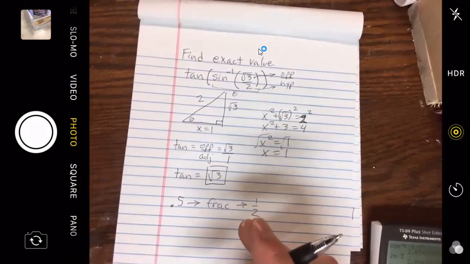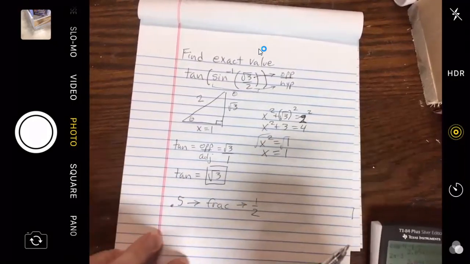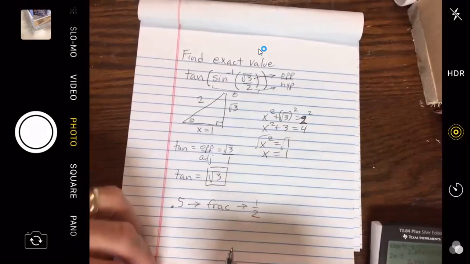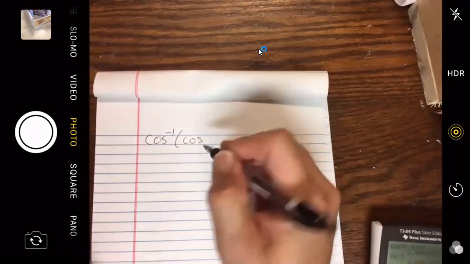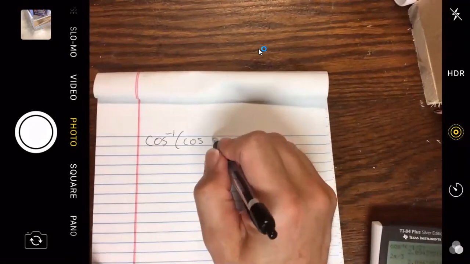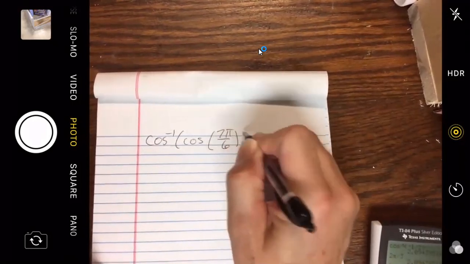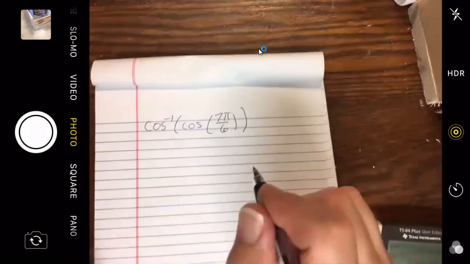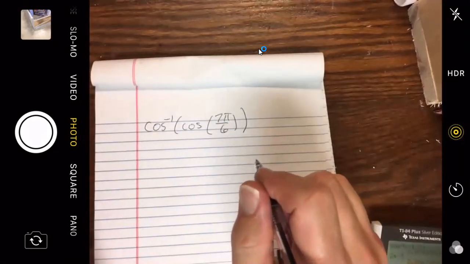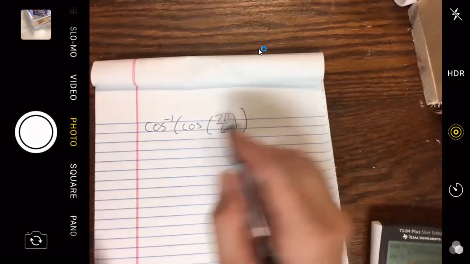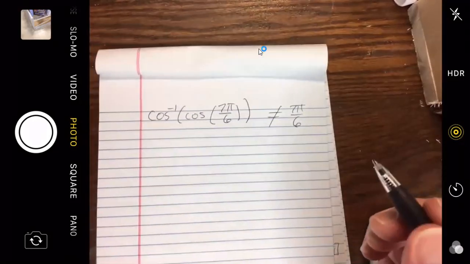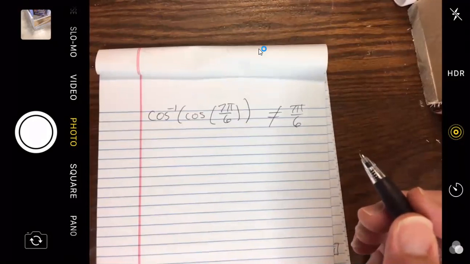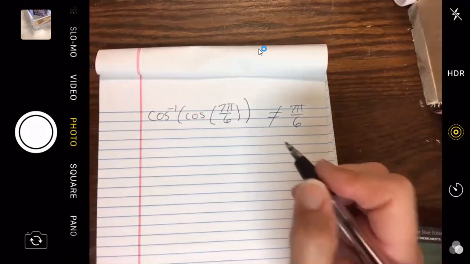I think I got just one more I couldn't figure out. Okay. This next one is inverse cosine of cosine of 7 pi over 6. This is not going to work directly. Do you understand why? Is it because it's in the cosine parentheses, or does that not matter?